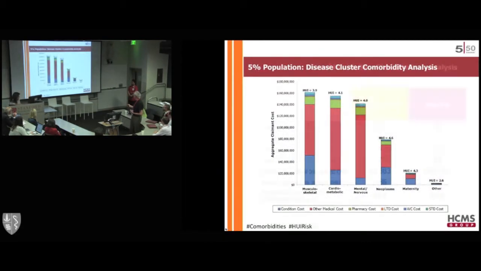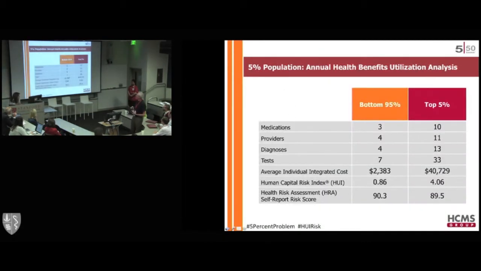So let's see if I can get this right. Here are some indicators of this 5%, 95% group. This is a year's worth of data on individuals, and you'll see that the medications for the 95% are 3, for the top 5% are 10. Going back to my question, what kinds of medications?